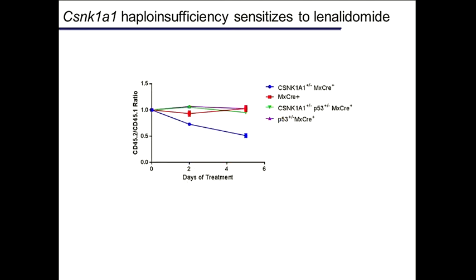And when we did a competition experiment between wild-type cells and casein kinase heterozygous cells, this is in vitro, and then treated with the drug, the casein kinase 1 alpha heterozygous cells were depleted over time, whereas the wild-type cells were unchanged. And if we mutate P53 and look at P53 heterozygous, casein kinase heterozygous cells, those cells no longer are responsive to lenalidomide, consistent with the clinical observation that P53 mutant del(5q) cells no longer respond to the drug.